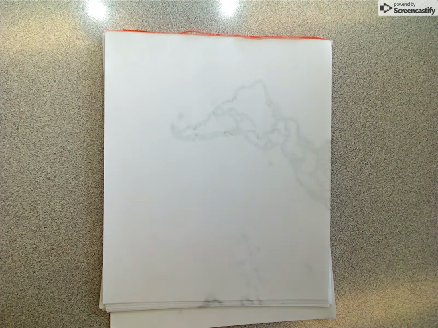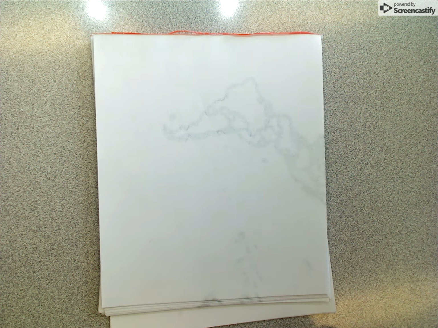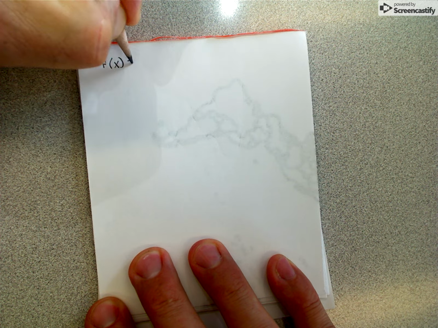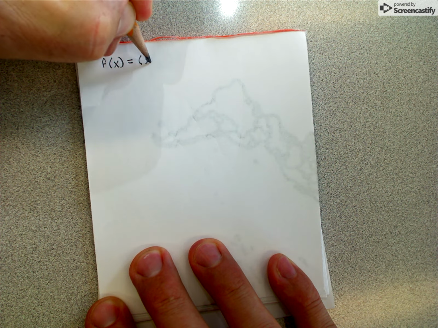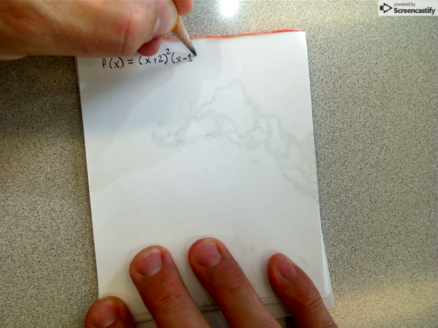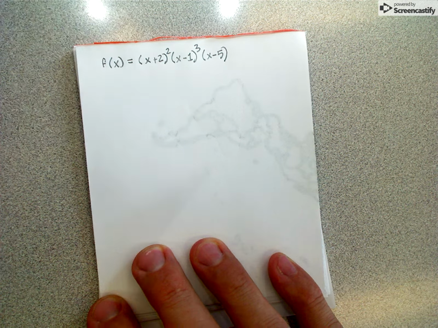I wanted to make a short video describing my solution to the latest quiz that we had. That quiz was about graphing a function, a polynomial function that's in factored form. And so I gave you this function, f of x equals (x plus 2) squared times (x minus 1) to the third times (x minus 5).